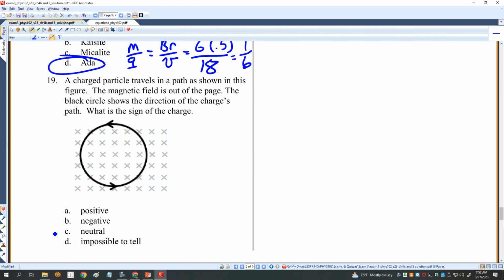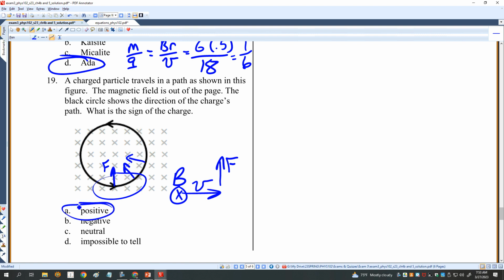What is the sign of this charge? Let's just imagine this part. So I have a velocity in that direction, a magnetic field in that direction. So the force acting on that particle would pull up right here. And here it would go like that. And that's how the particle is moving. So that is a positive particle.